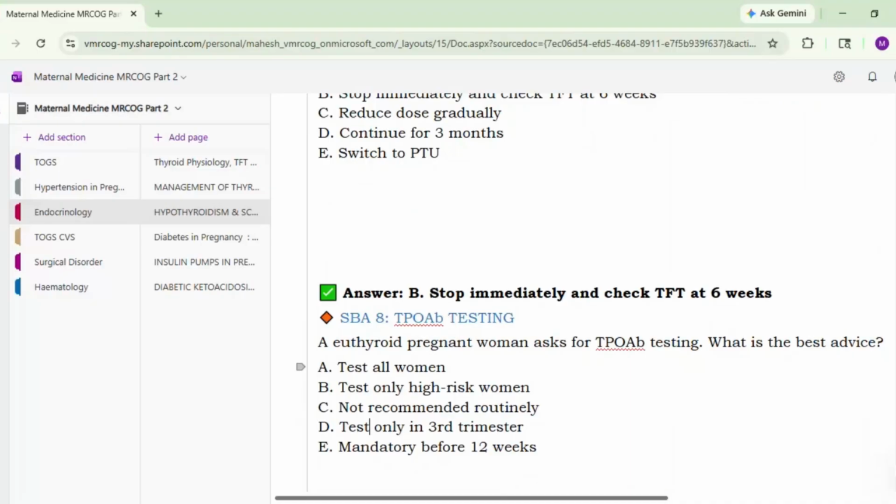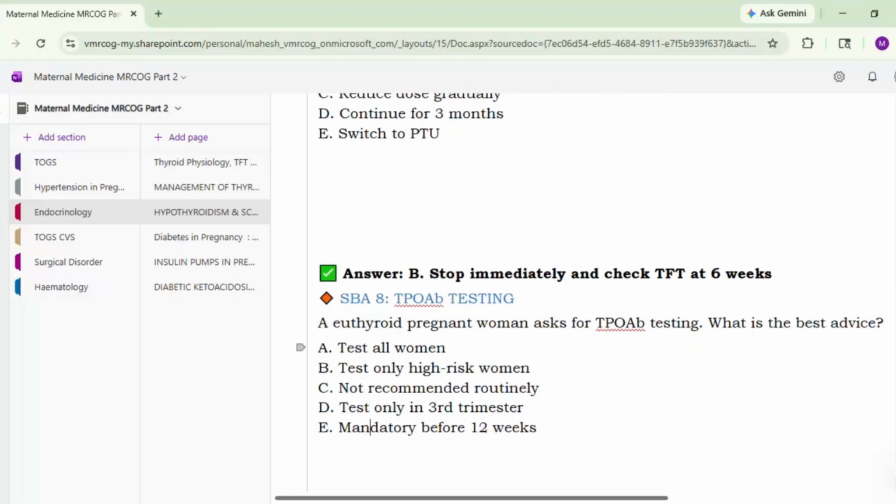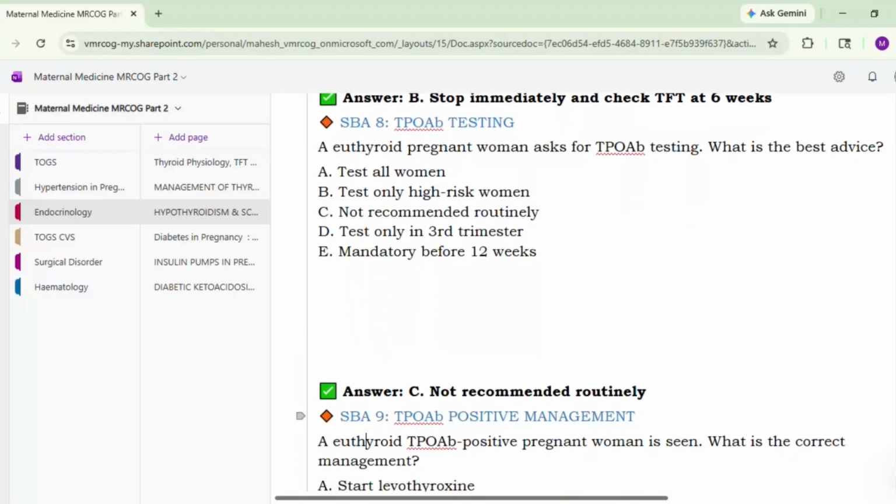Next. A euthyroid pregnant woman asks for TPO antibody testing. What is the best advice? It is C. Not recommended routinely. We have discussed this.